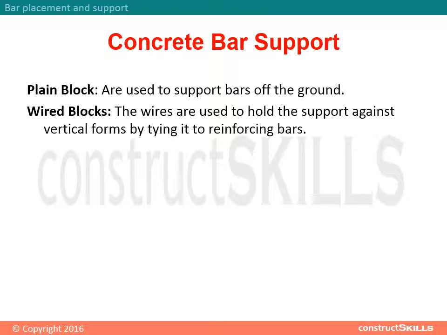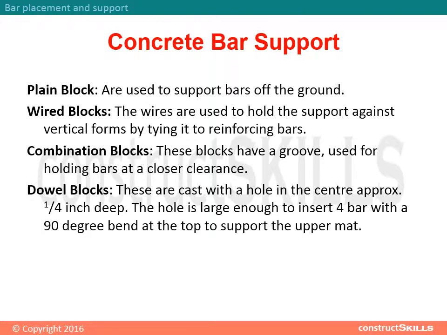Plain block: they are used to support bars off the ground. Wired blocks: these are used to hold the support against vertical forms by tying it to reinforcing bars. Combination blocks: these blocks have a groove, used for holding bars at a closer clearance.